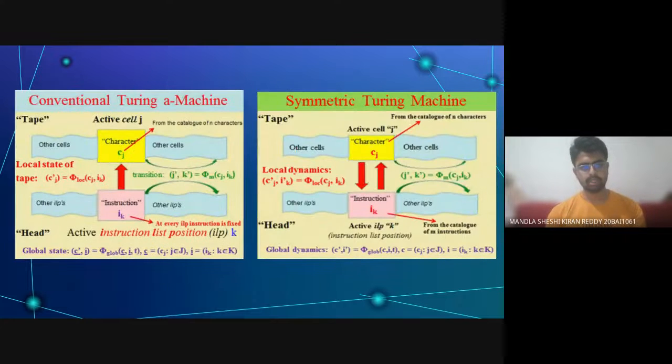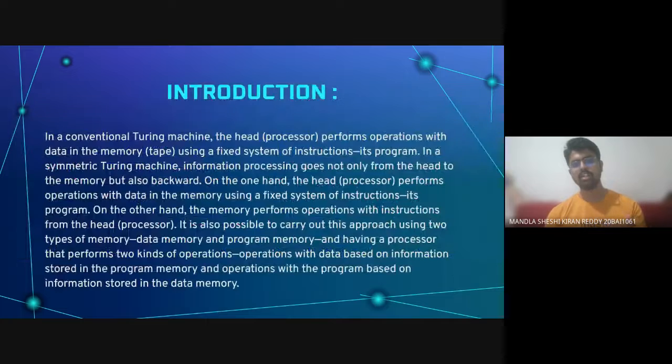Here I'll be showing a diagram. This is the head and this is the tape. This is the processor and this contains the memory, and it performs certain operations on this tape using a set of instructions, or a finite number of instructions, which are called the program. Now let's look at the symmetric Turing machines.